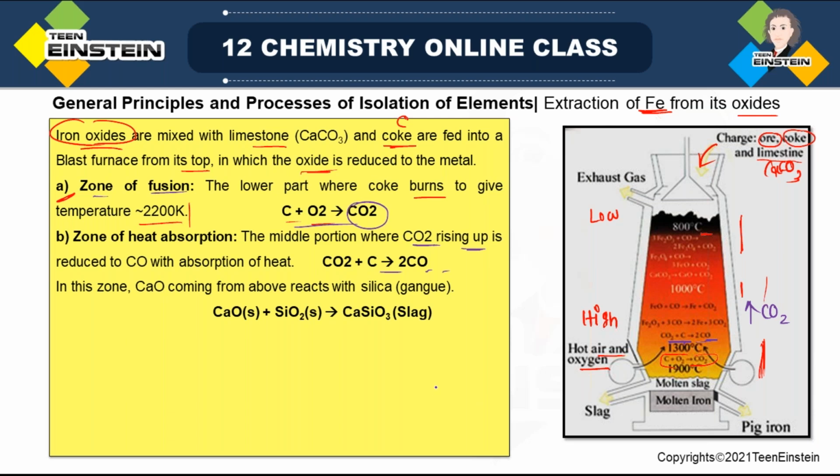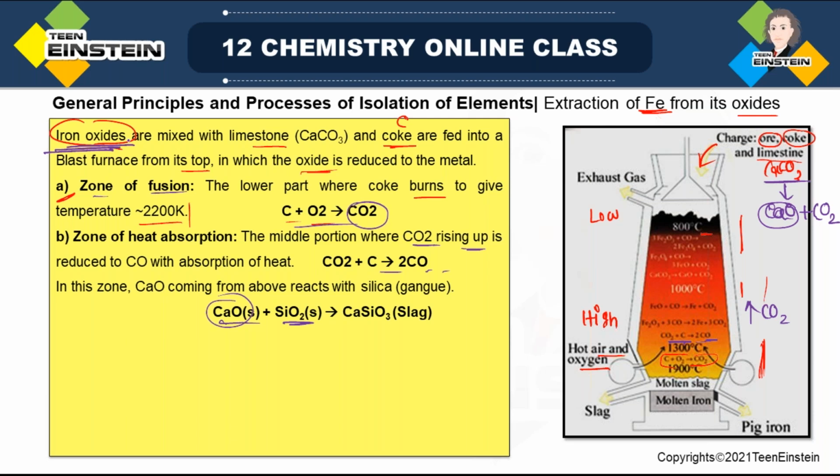In this zone, another reaction occurs, which is the reaction between CaO and SiO2. Now, where is this calcium oxide coming from? It comes from the decomposition of limestone. Calcium carbonate, when decomposed, produces calcium oxide and carbon dioxide. The purpose of adding limestone is that we want to get CaO, because CaO will react with the impurity silica. Silica is the impurity present in this iron oxide ore.